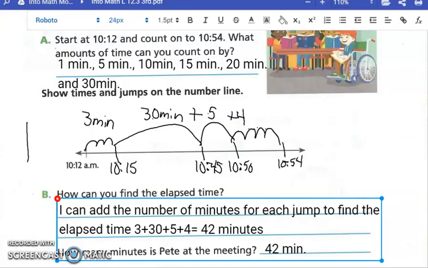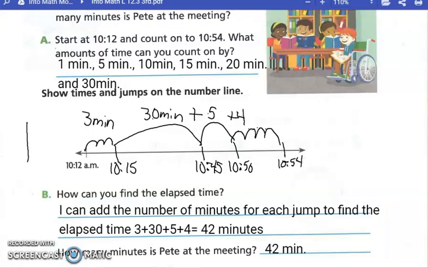Okay, so A says what can you count by, and we know we can count by 1 minute and 5 minutes. Then we figured our time, so it says I can add the number of minutes for each jump to find the elapsed time: 3, 30, 5, and 4 add to 42 minutes. Go ahead and work your check understanding and then come back to the recording.